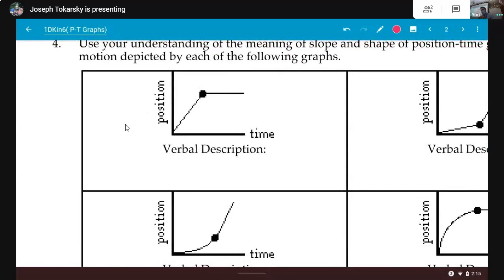Okay? So let's call this segment 1, so we know which one I'm talking about. The dot on the graph represents a different segment of motion. We have to do each of them separately. So for segment 1, we'll explain it over here.